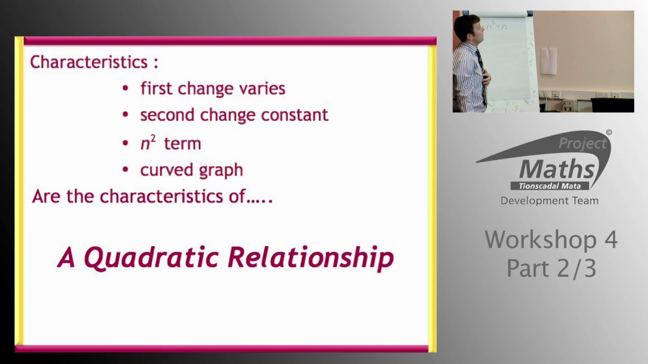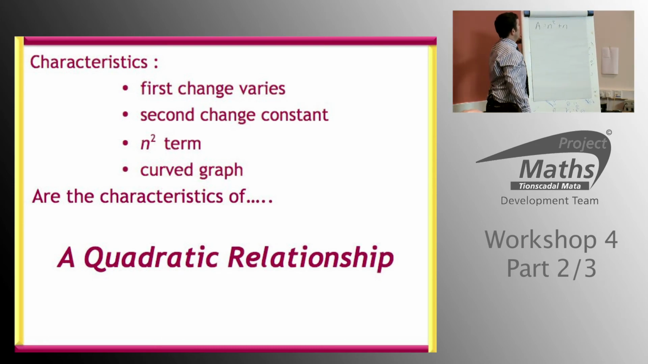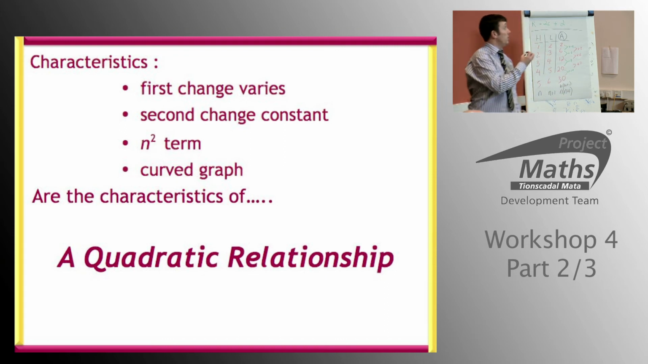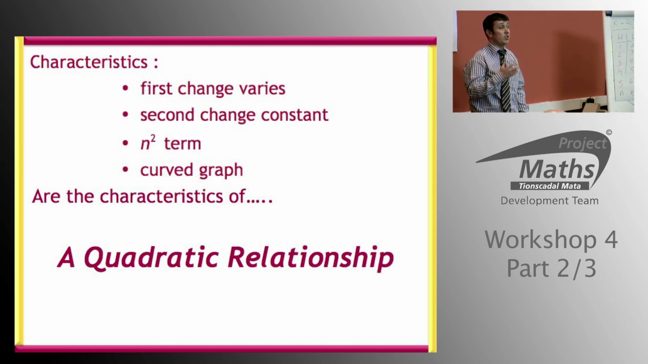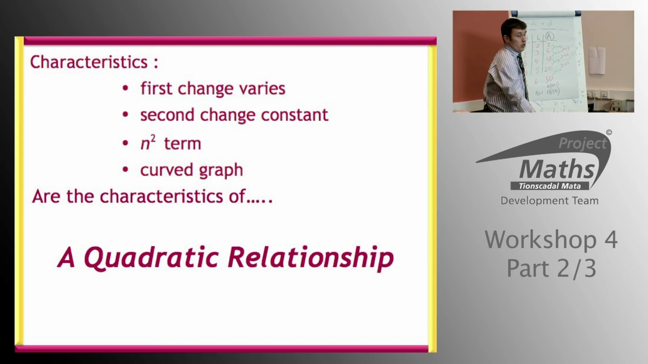What about it? Well, the first change varied. Where did we get that? Isn't that what Harry gave us when we filled in our table? Then the second change is constant. Isn't that what Michael gave us? We have n squared terms, or if you had h, it would be h squared. It needs some squared term. And then once your graph would have been drawn, what would you have got? That it was curved. So that's what would lead them into a quadratic relationship.